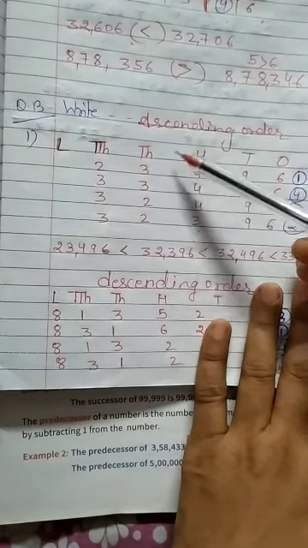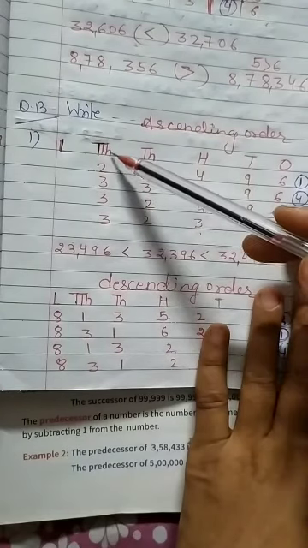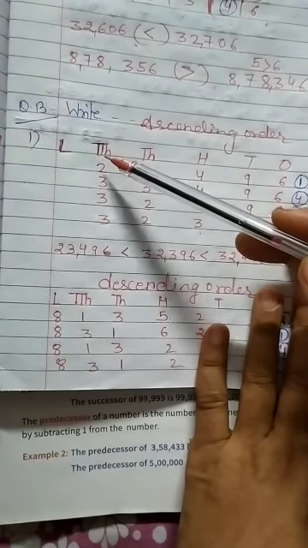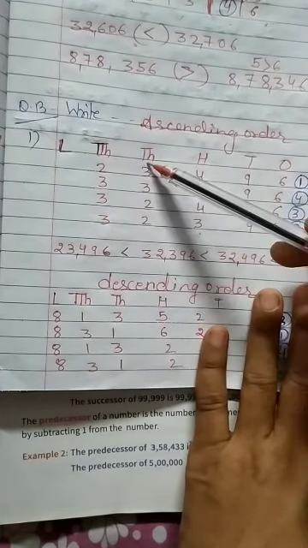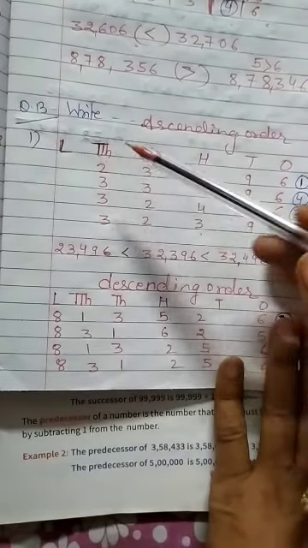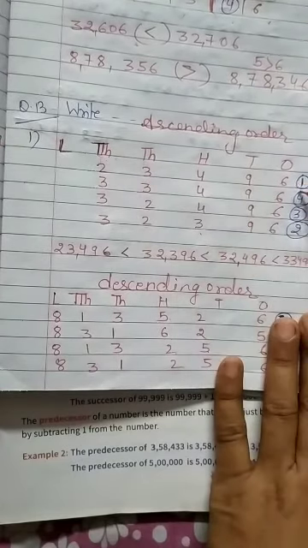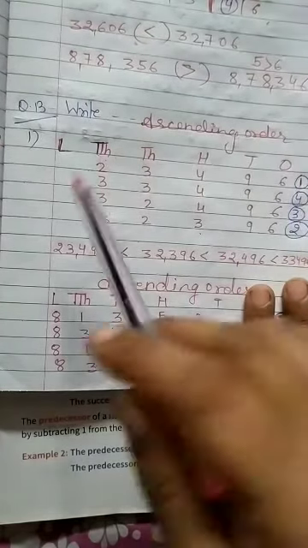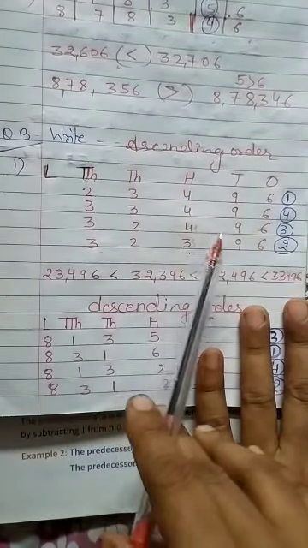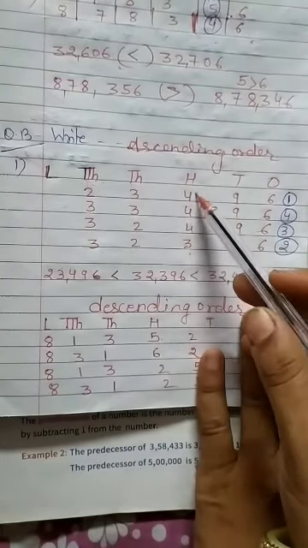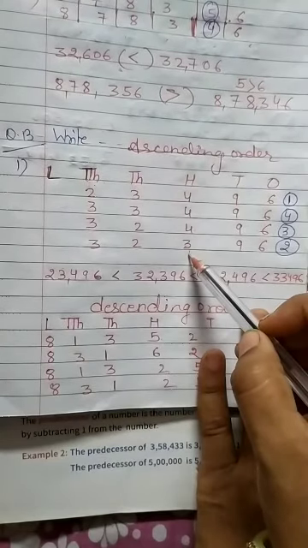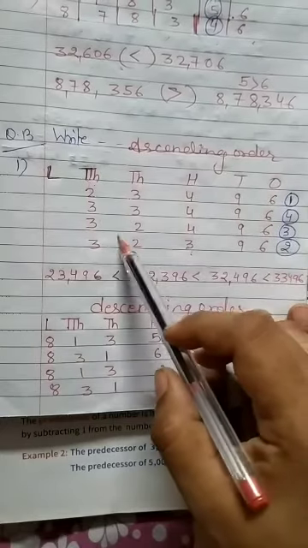Next, 3322. Now 10,000 is the biggest place value in all four numbers, and here it is 2. It means this is the lowest place value number, the lowest number. Then 3232: all are the same, but in the hundreds place value, this is 3, this is 4. It means this one is the next number, this one first, this one second.